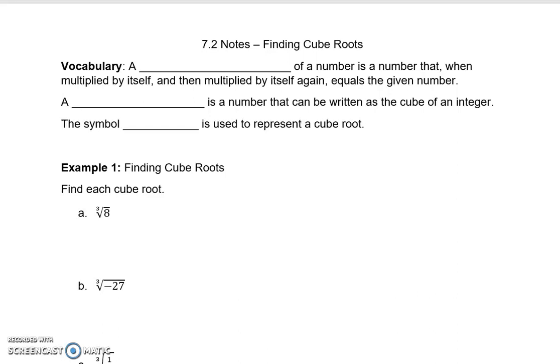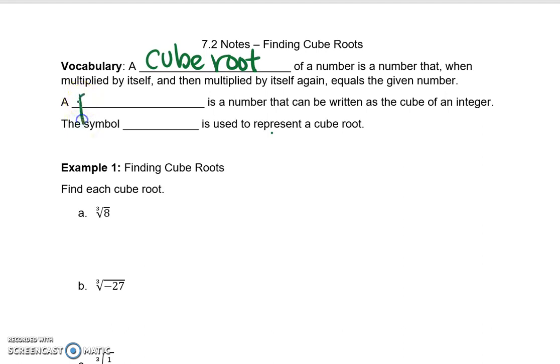All right, this is section 7.2, which is finding cube roots. You found square roots before this, and now we're heading on to cube roots. So a cube root of a number is a number that when multiplied by itself and then multiplied by itself again equals the given number.